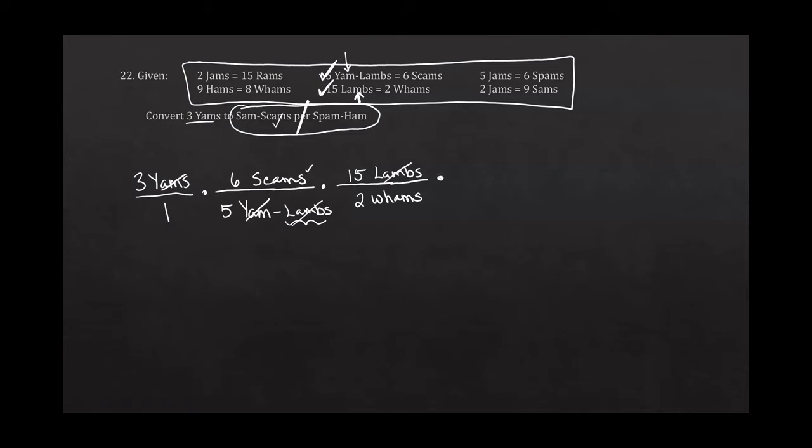All right, so now we're at scams per wham. Don't want the wham, still not something I want in the denominator. I want spam or ham still. So let's just keep going. Again, looking at those conversions, we only see whams in one place that we haven't used, which is this second one in the first column. Whams is currently in the bottom, so we're going to put whams in the top. Our conversion says 8 whams in the top is equal to 9 hams in the bottom. Cancel the whams, top and bottom, mark off our conversion we used.